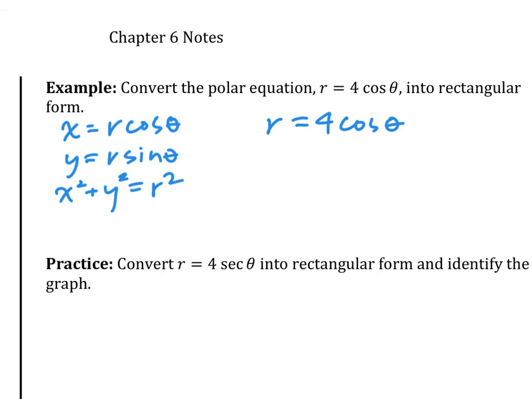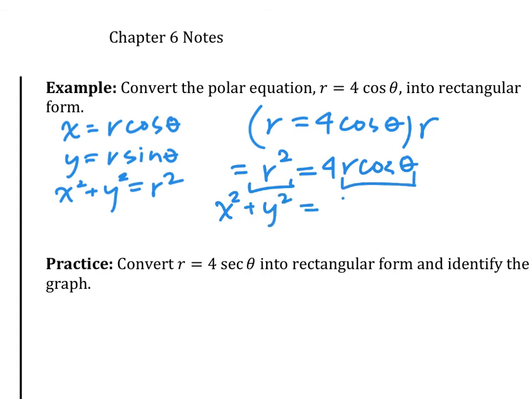So what we're going to do is look at everything. I don't want r and theta; I want everything to have x and y. So in order to turn it into any of these, I need r cosine theta. That means I need another r here. So what I'm going to do is multiply both sides by r. So this becomes r squared equals 4r cosine theta. Okay, so now we can do a substitution. You see r squared is x squared plus y squared.